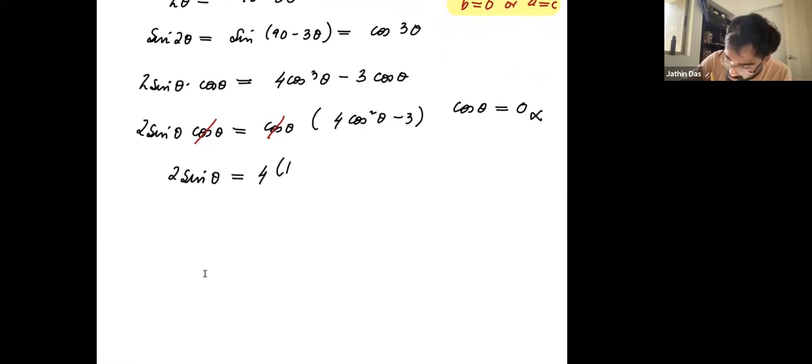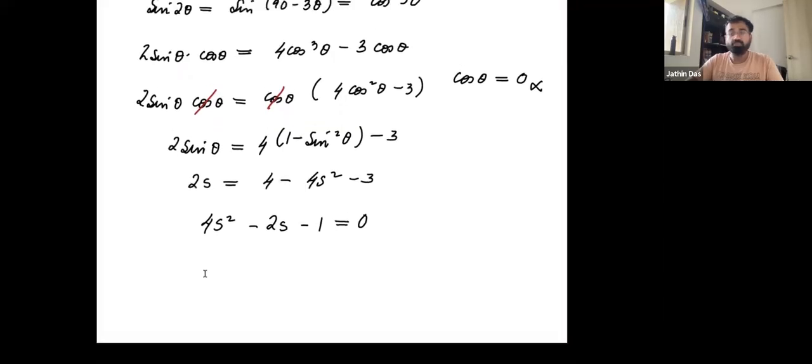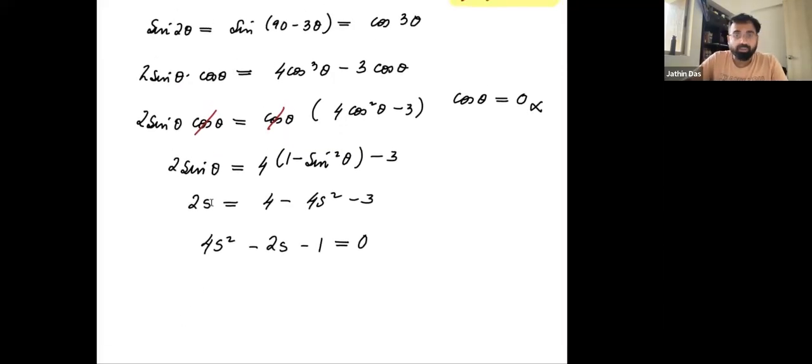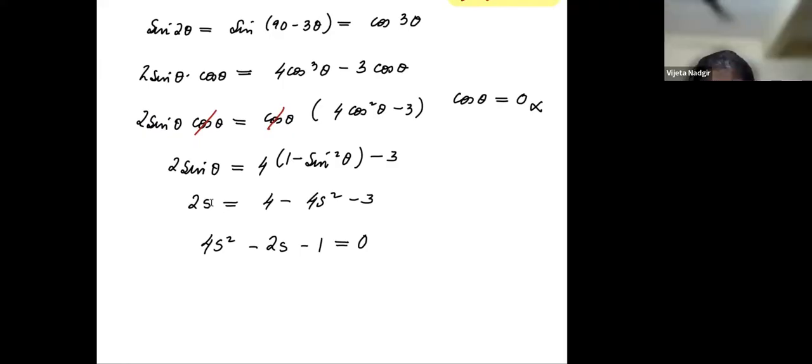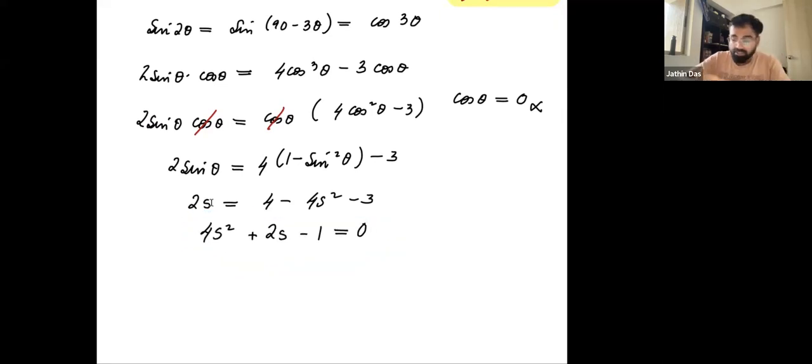Now 2 sine theta is equal to 4 cos square, I'll write it as 1 minus sine square theta minus 3. I'll write it in terms of sine now. Better. So take it to the other side: 4 sine square minus 2 sine minus 1 is equal to 0. Let me just check. Yeah, correct. Did I make a mistake? Wait. Okay, correct. Now take Sridharacharya's formula.